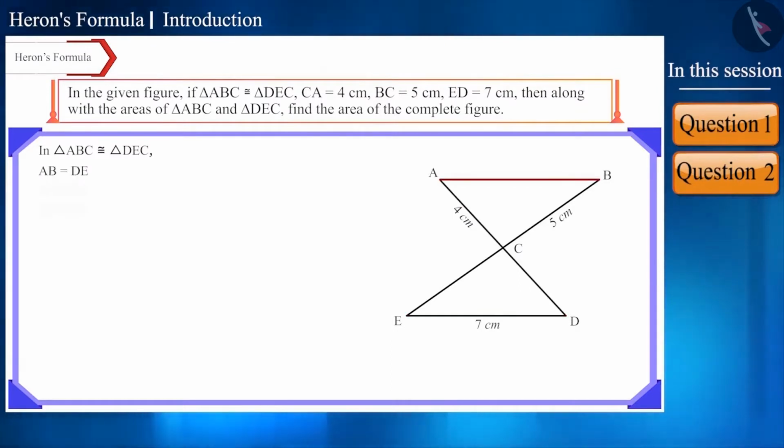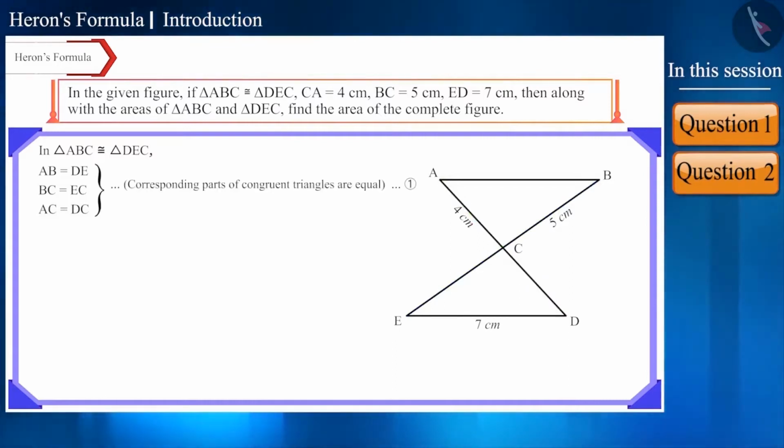which means their corresponding sides will be equal. Hence, AB is equal to DE, BC is equal to EC, and AC is equal to DC. So the length of the side DE will be 7 centimeters, and in the triangle DEC, the length of EC will be 5 centimeters, and the length of DC will be 4 centimeters.